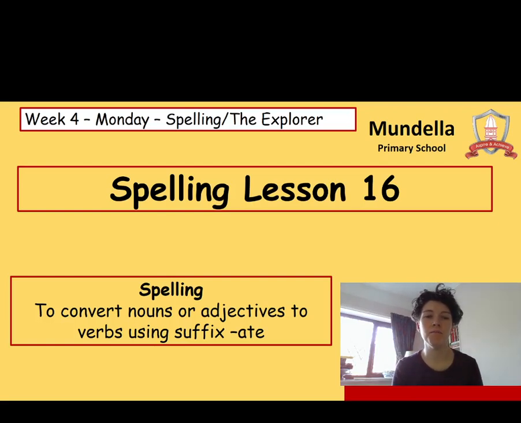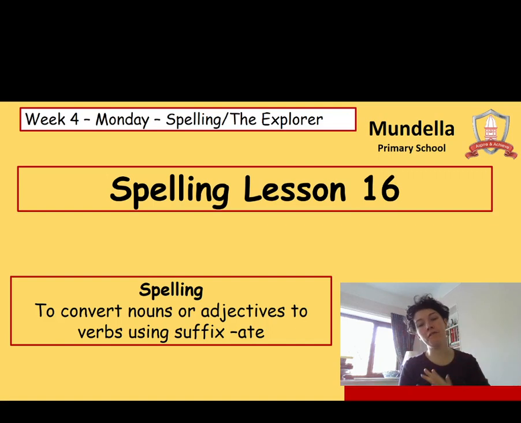In today's lesson we're going to be converting nouns or adjectives to verbs using the suffix ate. Okay, so to convert means we're changing nouns or adjectives. So remember what a noun is? It's a place, person or thing. Good. Or an adjective. Hopefully we can all remember what an adjective is. Yes, it's a word that describes a noun. And we're going to be changing those word groups into verbs. And a verb is an action word. Good, if you remembered that.